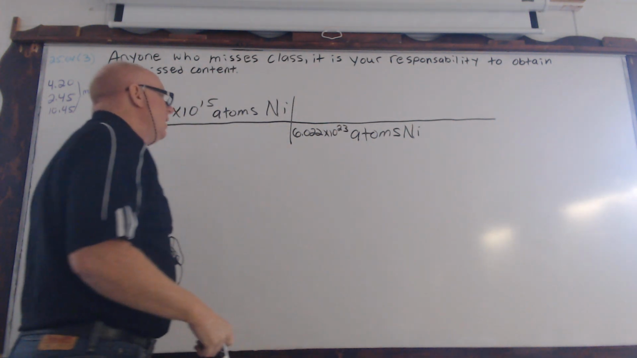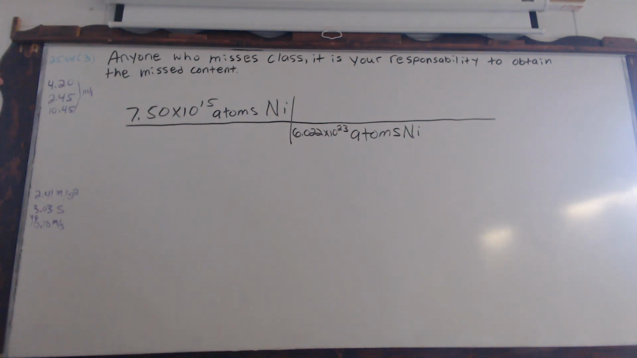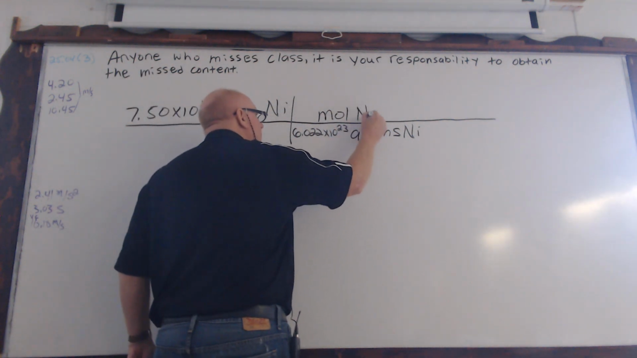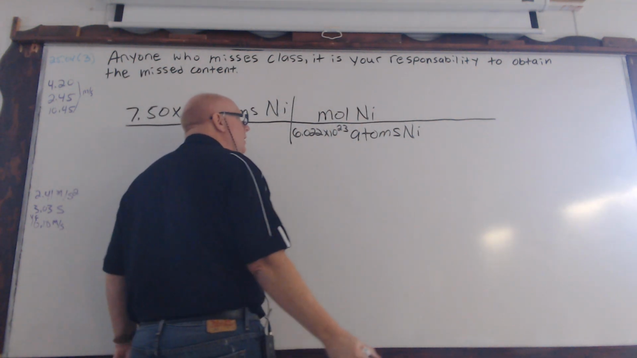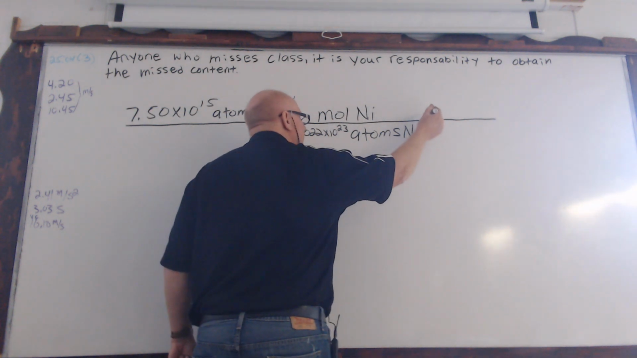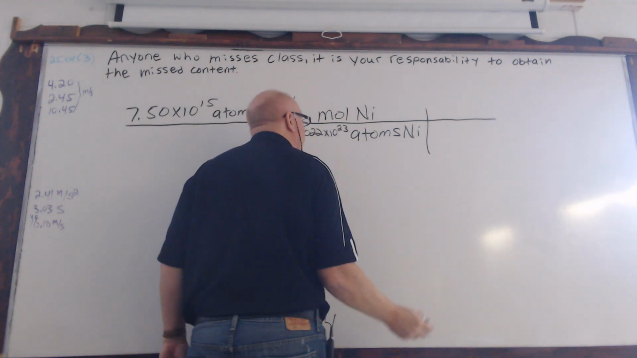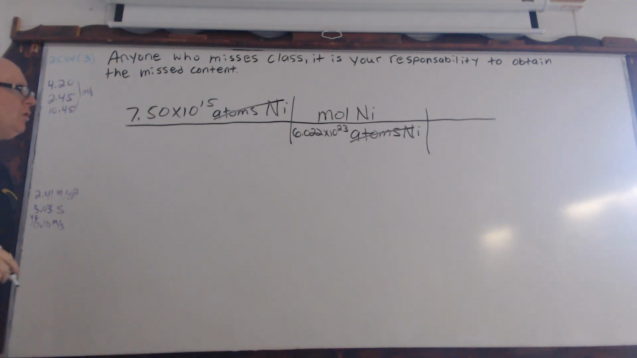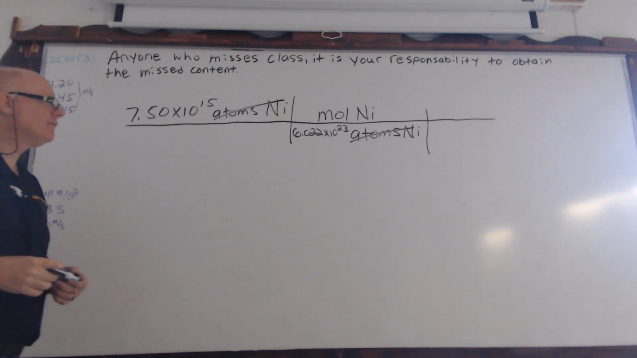So for every Avogadro's number in atoms, we get exactly one what? 1 mole. Here's our counting unit. And this is where we would have stopped in previous problems. Our atoms are gone. We're now in moles of nickel, but we want mass or grams of nickel. So our final step would be what?